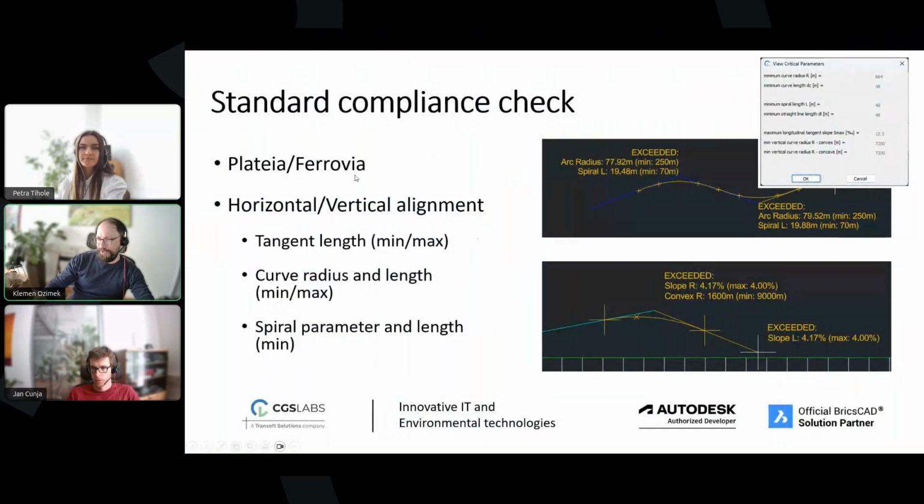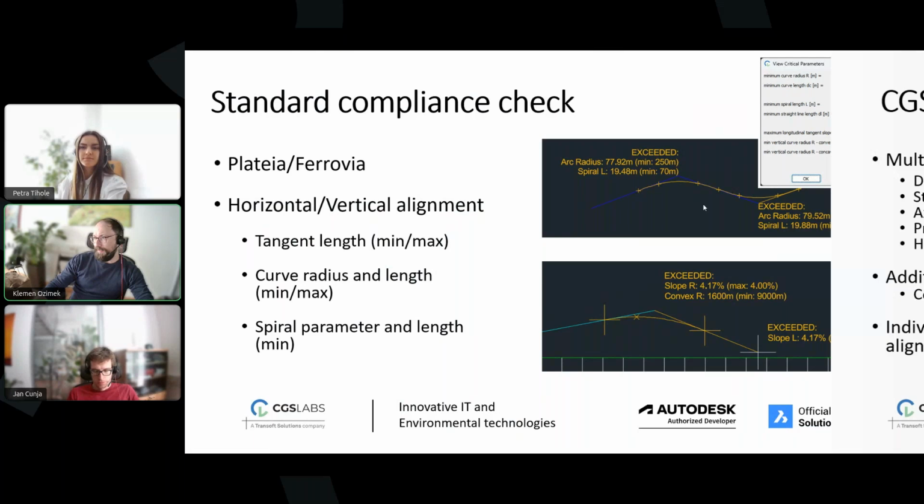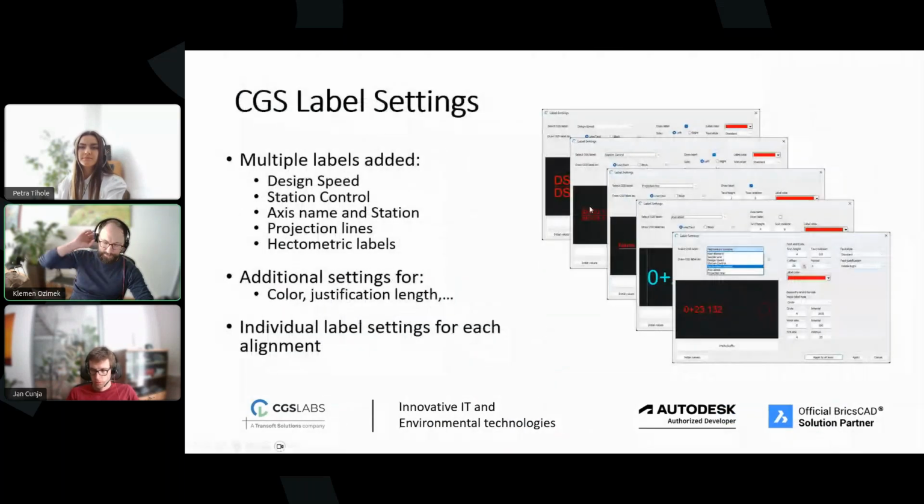So we are checking the tangent length, the curve radius and length, and the spiral parameter and length. Then if you go onwards, we will check the CGS label settings. So in the previous version, the 26.1, we added this interface or a new dialog box where you can change some of the settings for the labels.